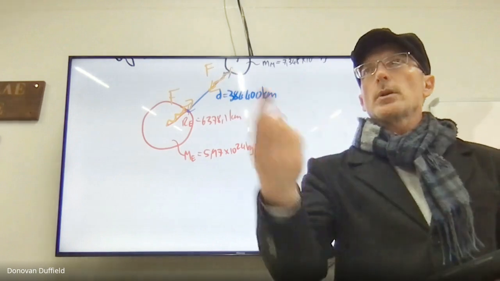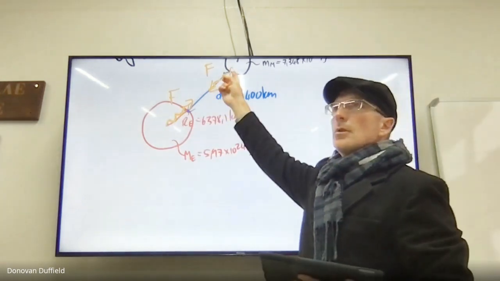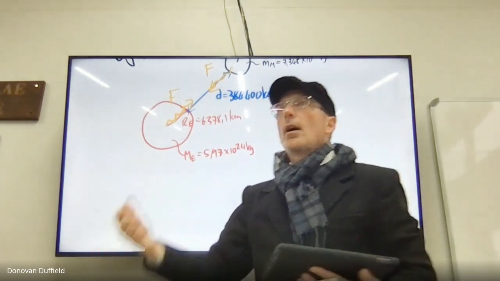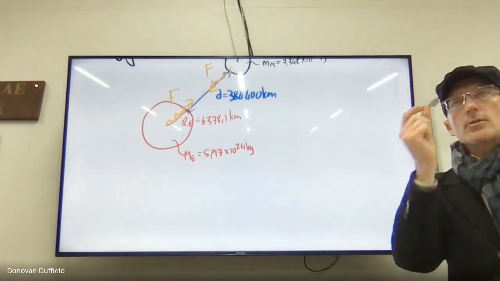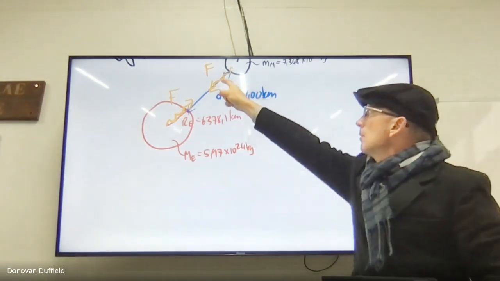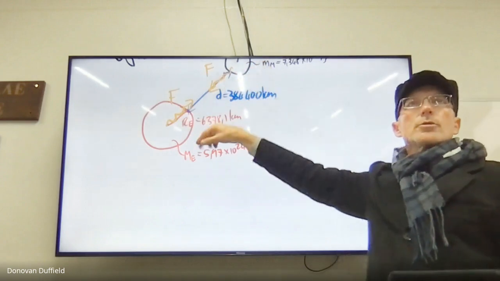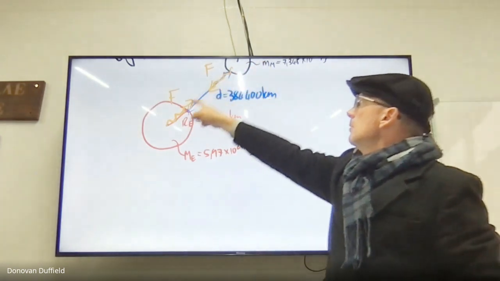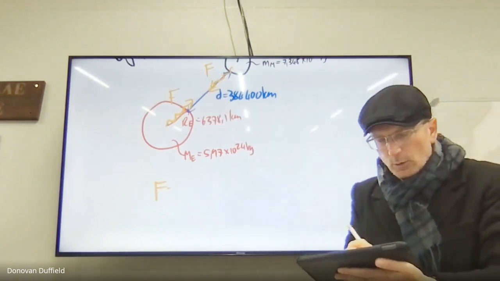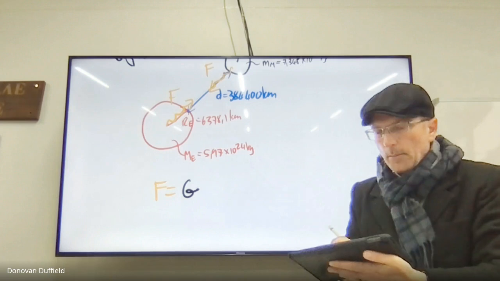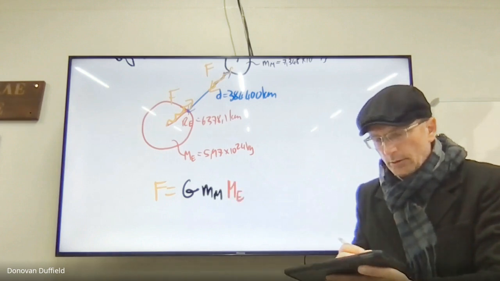And as the earth spins, it goes through sections where it's facing the moon and sections where it's moving away from the moon, high tide and low tide. The fact that we have tides on earth is due to this. And the fact that the moon falls past the earth is due to this. Let's work out F. So F equals G, mass of the moon, times mass of the earth.